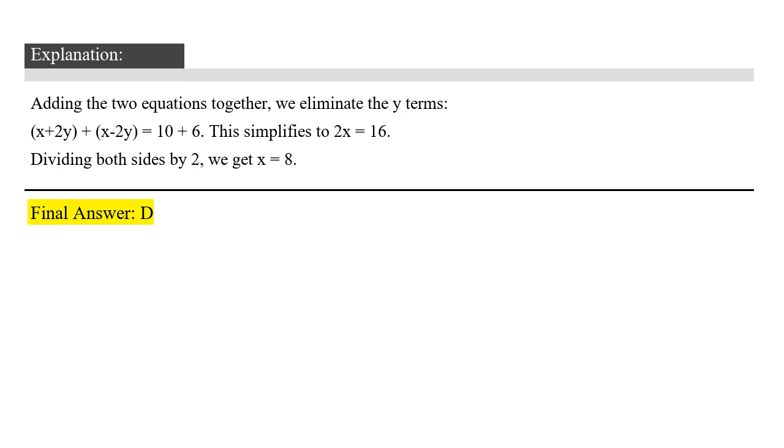Adding the two equations together, we eliminate the y terms: x plus 2y plus x minus 2y equals 10 plus 6. This simplifies to 2x equals 16. Dividing both sides by 2, we get x equals 8.